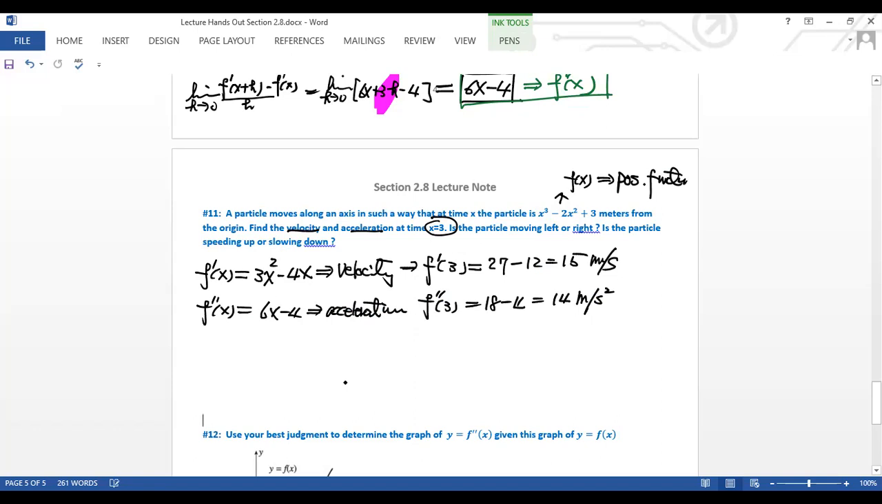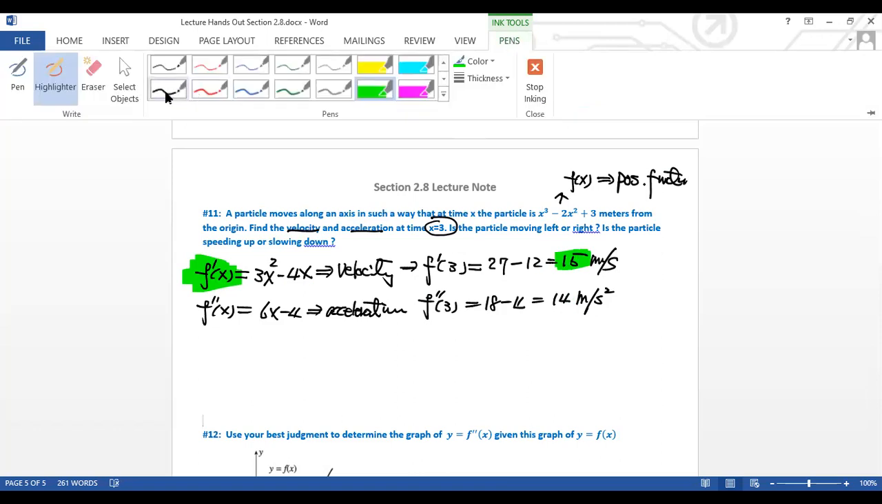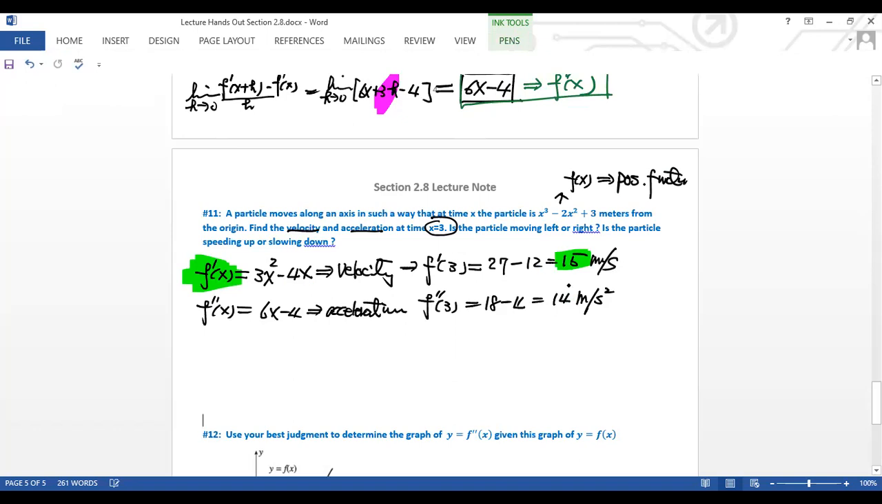Okay, so now they ask: is the particle moving left or right? So this is the velocity, right? The velocity is positive. That means I'm moving at 15 meters per second, and because f prime of x is greater than 0, that means I'm moving right. This is the positive velocity, because velocity does have a direction.